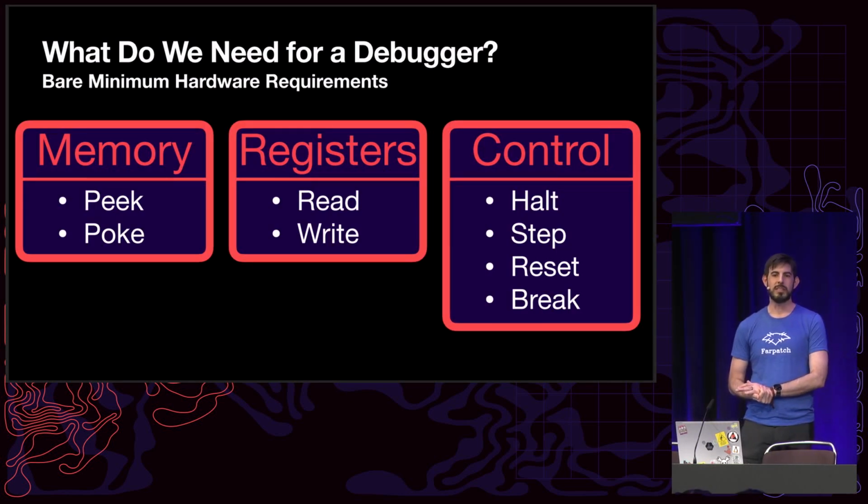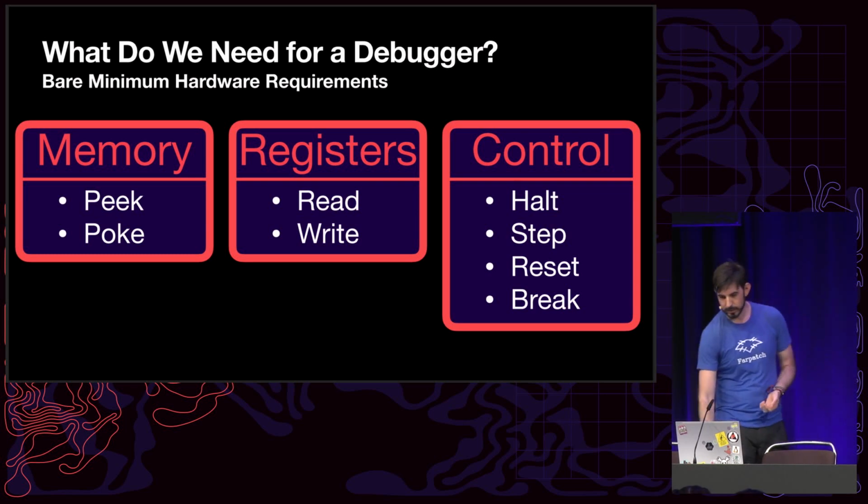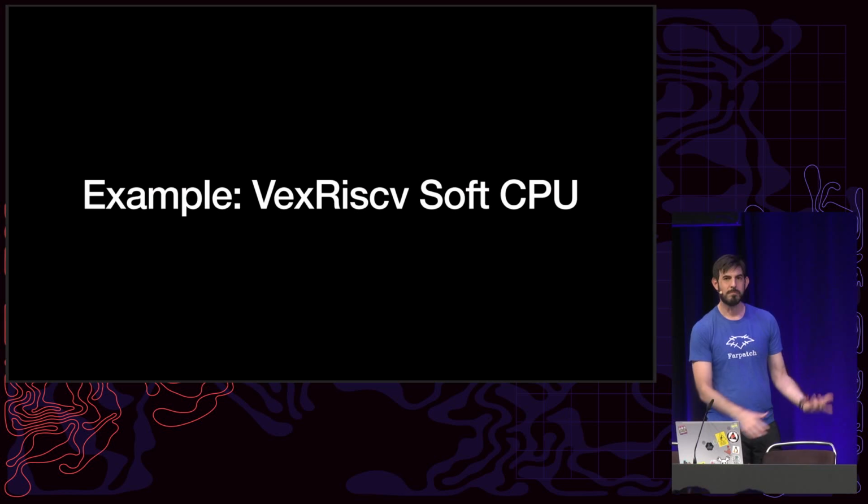If you want to make a debugger, you basically need these 8 things. We need a way to peek and poke memory. We need a way to read and write the registers of the CPU. And we need to be able to control the CPU, that is, halt it, single step it, reset it, or add a breakpoint. So as an example, I'm going to talk about the VexRiscv RISC-V soft core that we used for FOMU and we used for Be Trusted.